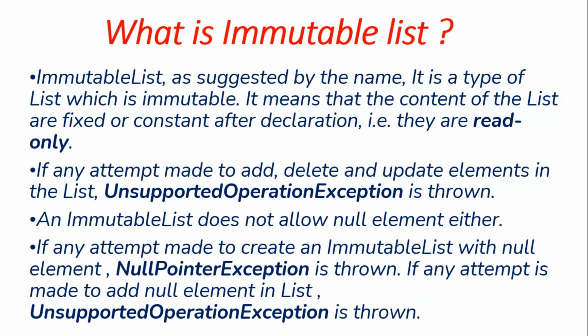So if during the creation of the immutable list we want to store any null value, it will throw a null pointer exception. And if any attempt is made to add a null element later to the list, it will throw an unsupported operation exception.